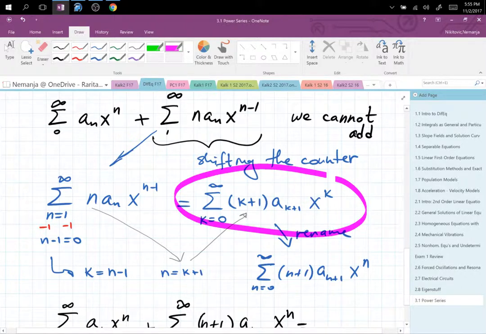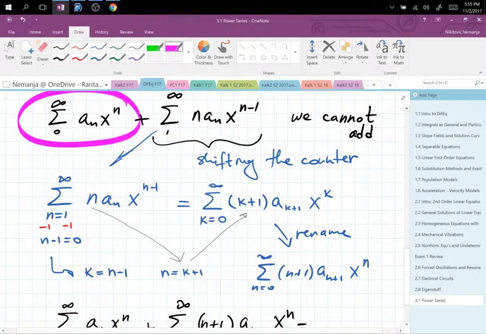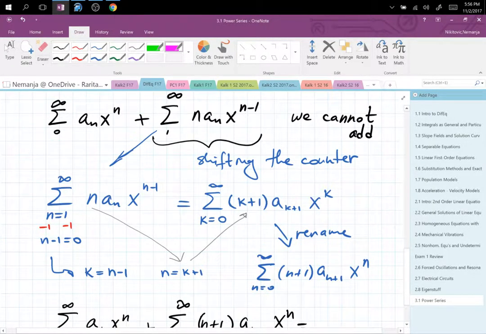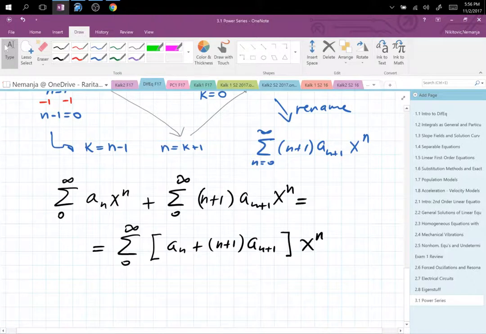Now, to add these, I just rename k's into n, so I can add n's, two n's. That's all I did. I just rename. I can use whatever variable I want.